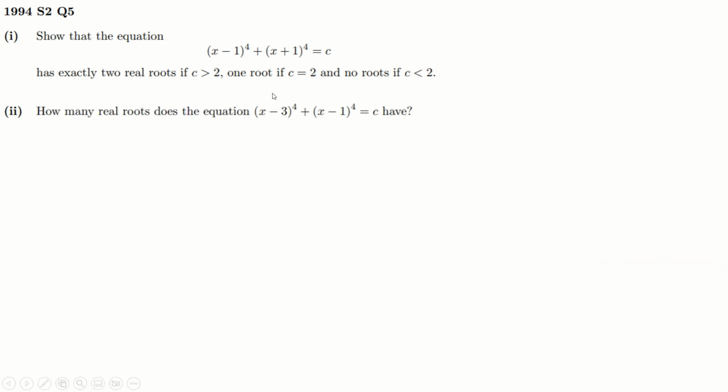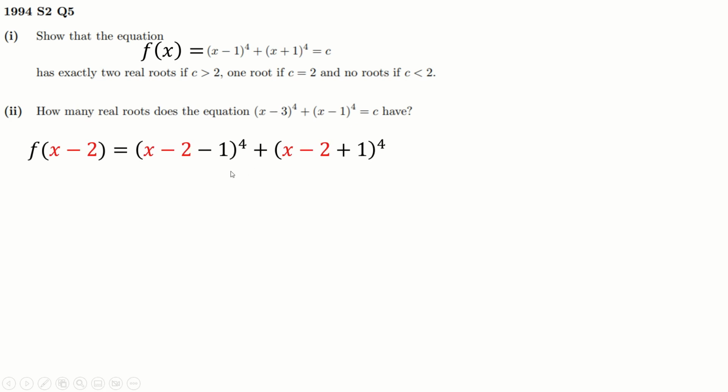Part B, how many real roots does this have? So if this is the graph f of x, this one just up here, then just notice things to do in STEP all the time. Just, can you find a way of making the question you're being asked to do just the same as the question you just did? And I think there is, because if we just consider the graph f of x minus 2 and just take away 2 from all of the x inputs, we just immediately end up with the graph they're asking us to look at.